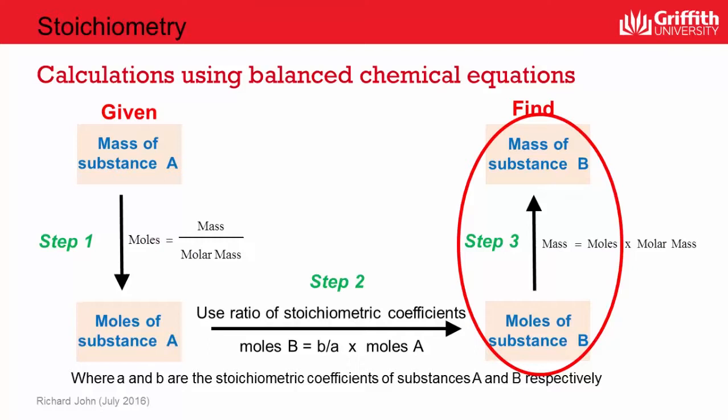So we have to go through this 3-step process. We've got to convert the mass of substance A to the moles of substance A in step 1. Step 2, the moles of substance A to the moles of substance B using the ratio of the stoichiometric coefficients. And then in step 3, we find the mass of substance B using the rearranged molar mass equation.